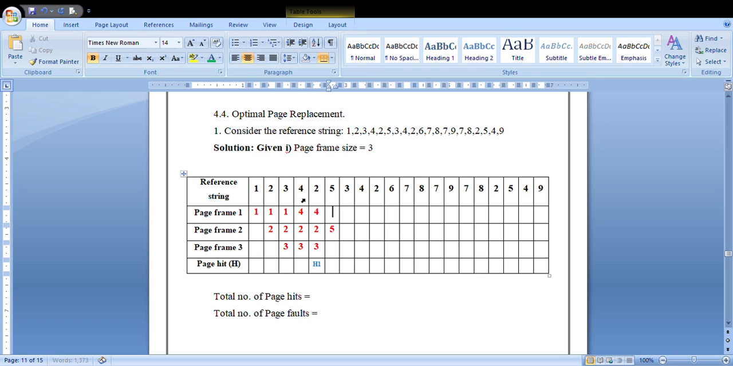Next, 3 is already existing in the page frame, so keep it as it is.